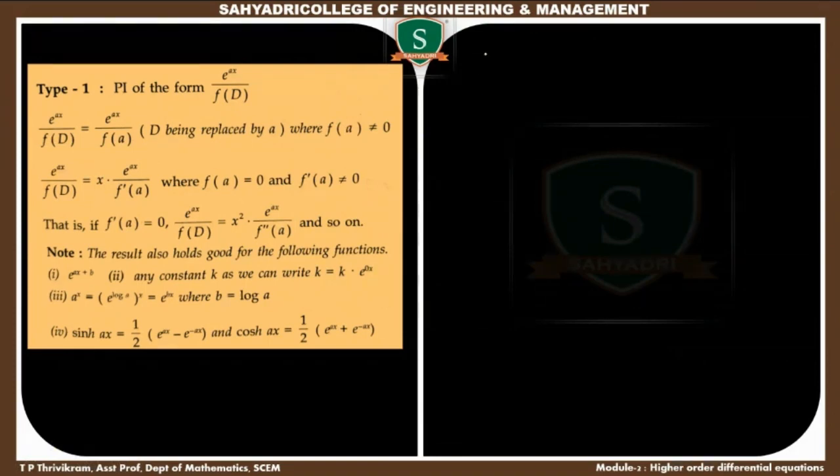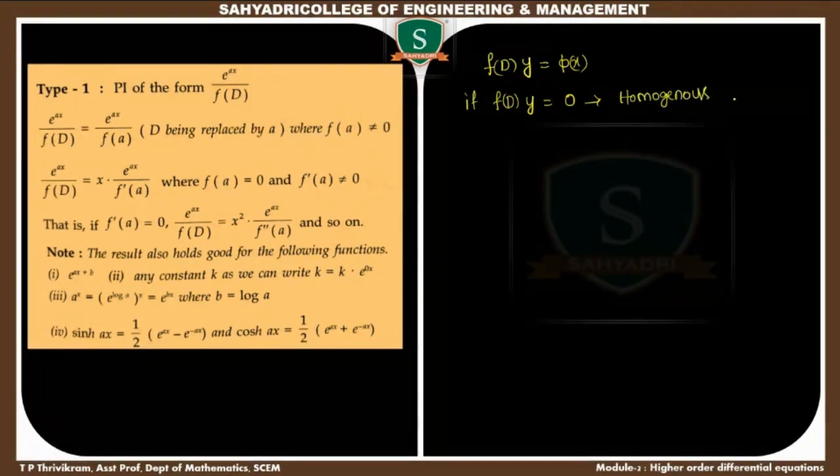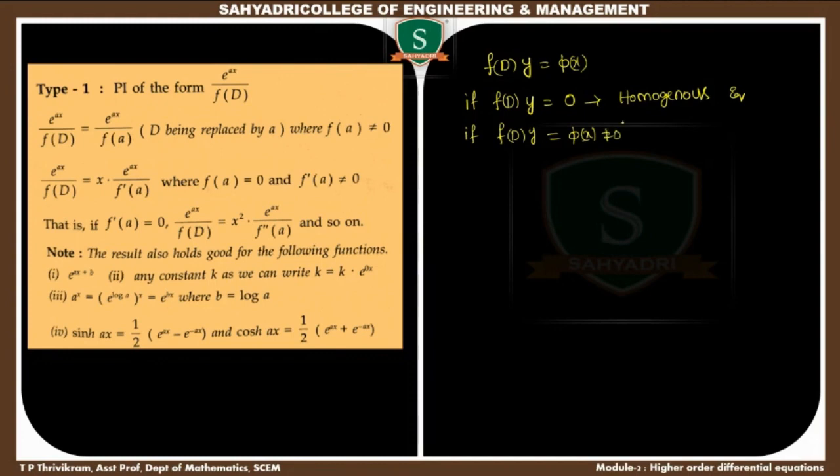So what is meant by homogeneous equation? According to the definition, f(D)y is equal to some phi of x. If phi of x is equal to 0, this is a homogeneous equation. Similarly, if f(D)y is equal to some function in x, phi of x, which is not equal to 0, this is called a non-homogeneous equation.